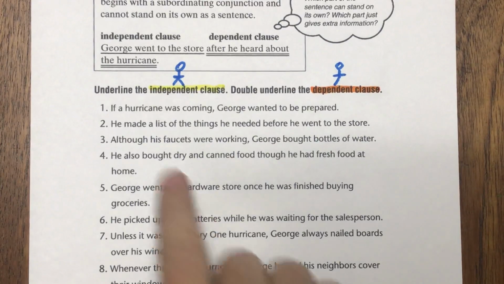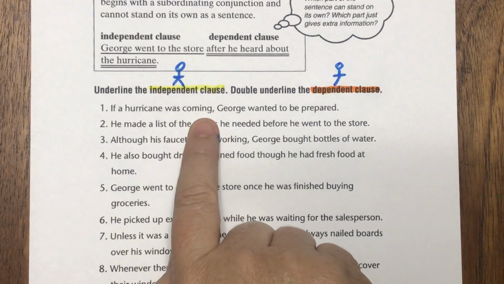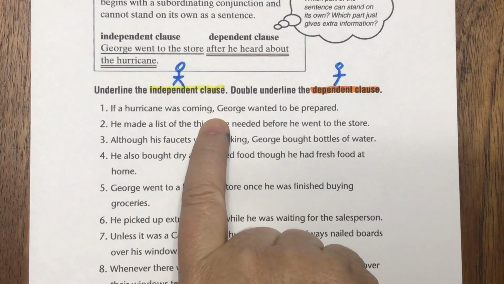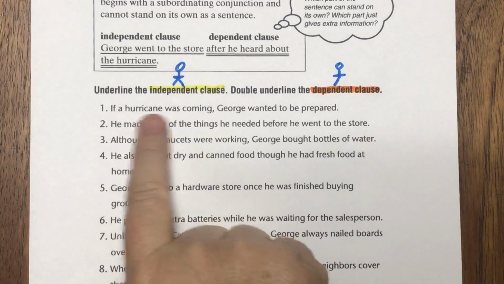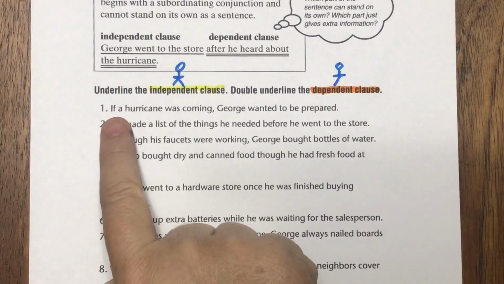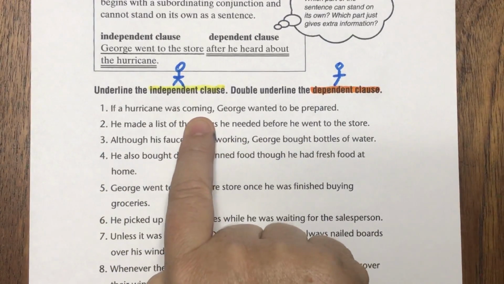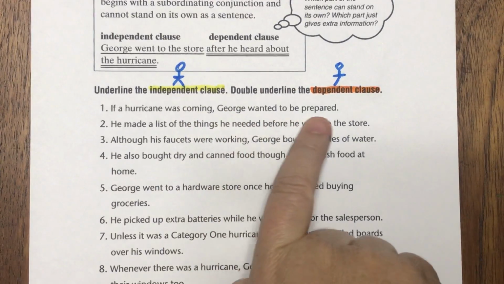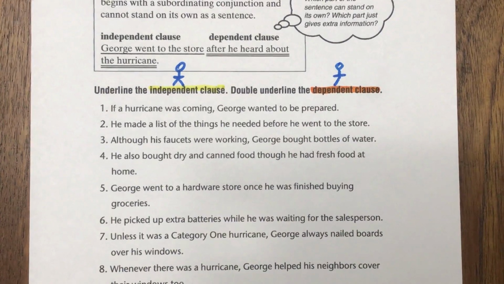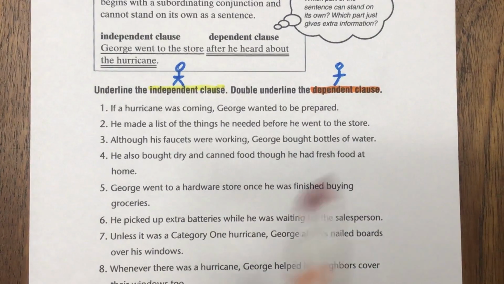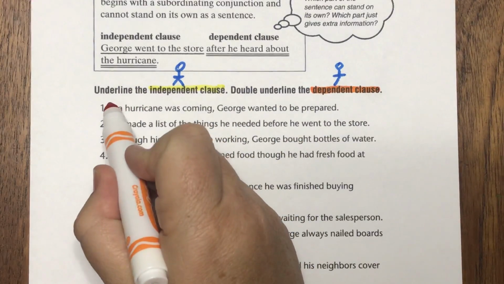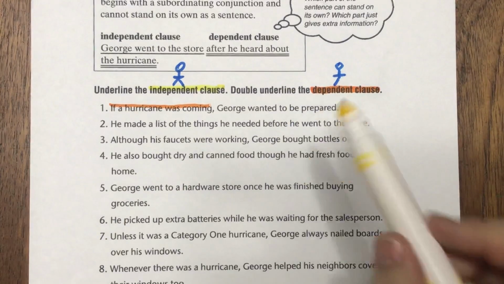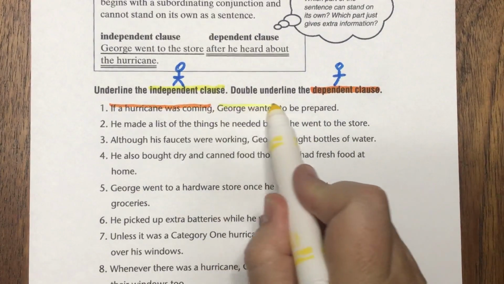So looking at this first one, if a hurricane was coming, George wanted to be prepared. Now I love these ones because it has a comma there to separate them, so I know that I'm looking at this side and this side. So if a hurricane was coming, that sounds like it's incomplete. George wanted to be prepared, that sounds like it could stand on its own and be complete. So my dependent clause is this one, if a hurricane was coming. And my independent clause is this, George wanted to be prepared.